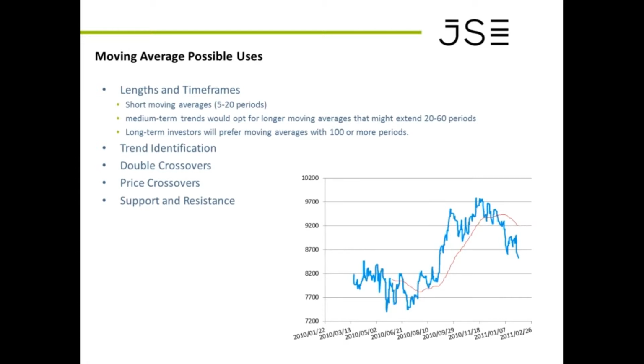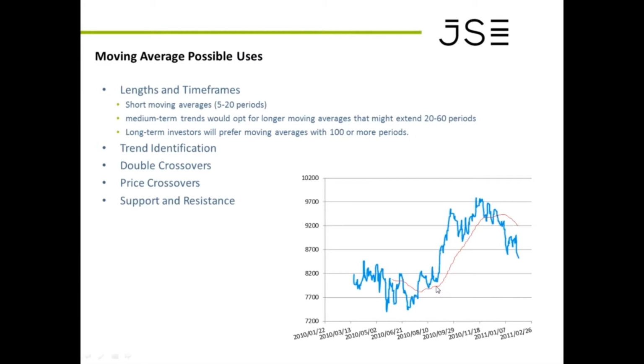You've got basically different things that you can look at within simple moving averages, the lengths and the time frames. So a short moving average is a 5 to 20 period, in other words, the last 5 to 20 days maybe. For medium term, you would opt for a longer moving average, which might be between 20 and 60, and long term you're looking at maybe more than 100 plus days.